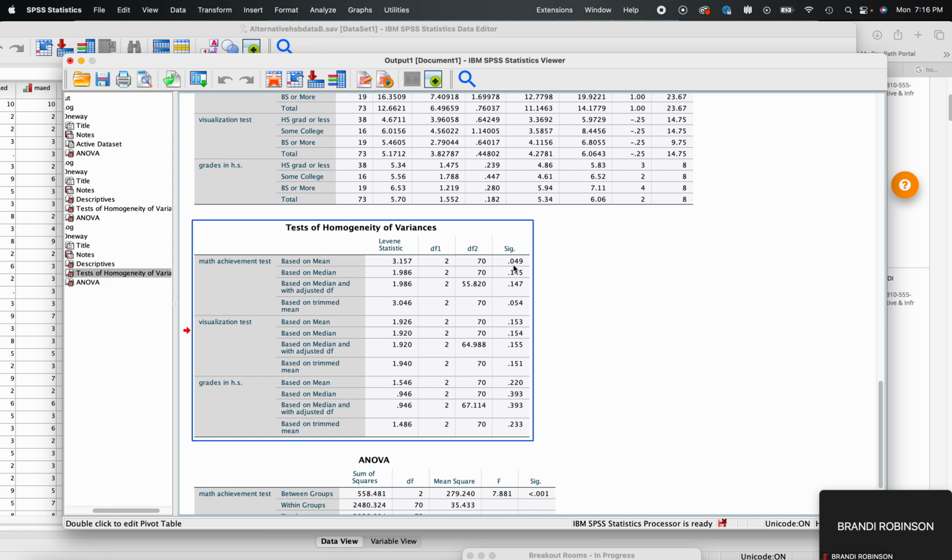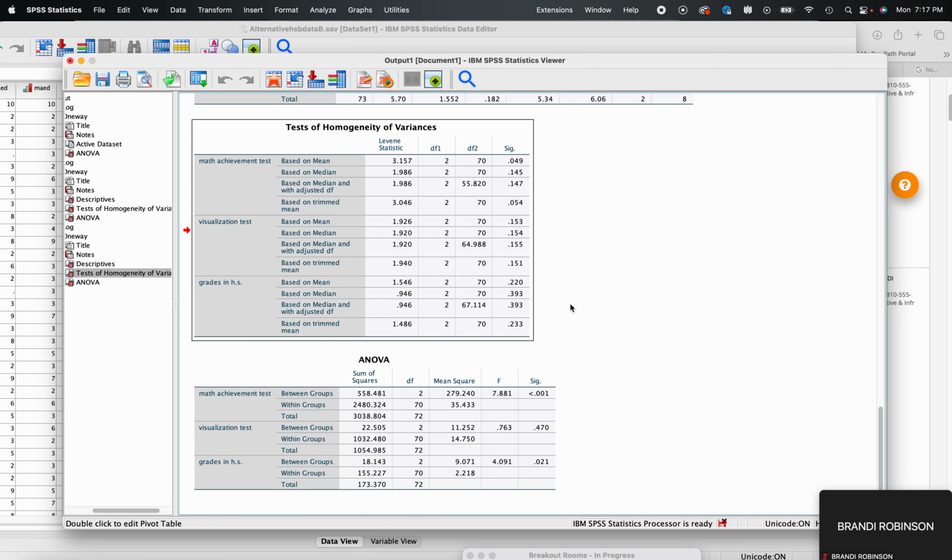So it might be helpful for you to say, if you reject the null, that means that the variances are not equal. If I look at visualization though, I have a score of 0.153. That is greater than 0.05, which means I'm going to fail to reject the null. So when I fail to reject, that's the same as saying the variances are equal. And the same thing is true for grades in high school. So only one of these violates my assumption, and that's math achievement. That's going to be important in a little while.